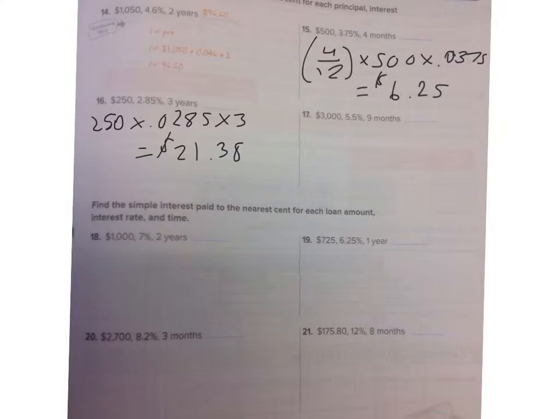Number 16 is pretty straightforward. 250 times 0.0285 times 3 equals $21.38.